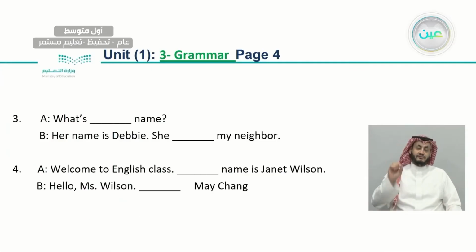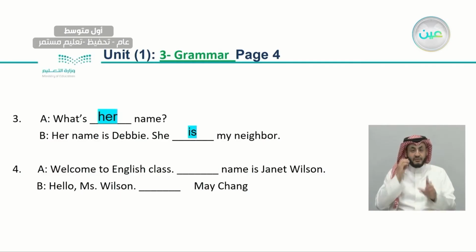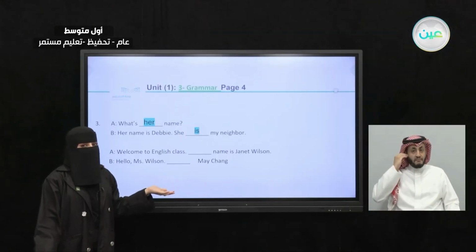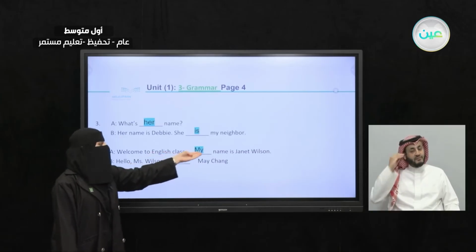Next, number 3, what is space name? What is her name? Her name is Dabi. And if you look right here at the sentence down below, here is their mention. So this will help you to figure out what is the answer. She, my neighbor. She is my neighbor. Number 4, welcome to English class, period. Space, name is Janet Wilson. Is it a teacher introducing herself to the class? Yes, my name is Janet Wilson.